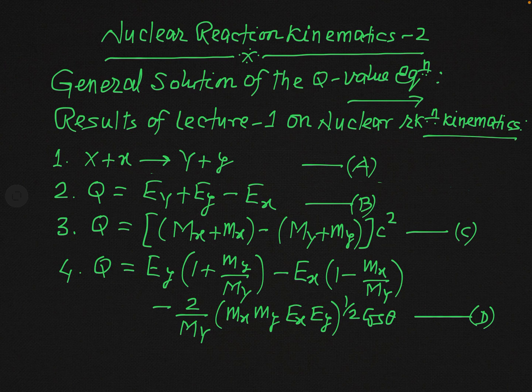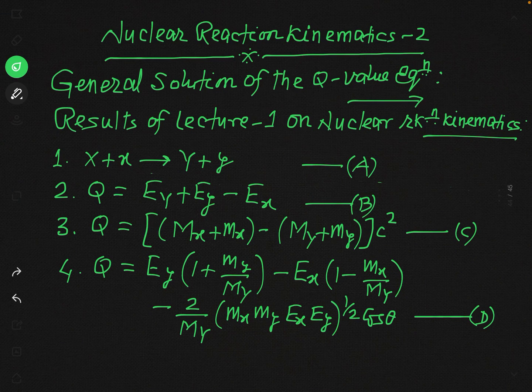Now in this lecture, our aim is to find the general solution of this equation D, which is the non-relativistic expression for the Q value of the process. So let us see the general solution. From the form of equation D, it is possible to express this equation, for a fixed value of Q, as a quadratic equation in terms of root over E_y. How can we change this equation into a quadratic equation in root over E_y for a given value of Q? First of all, we will see it.